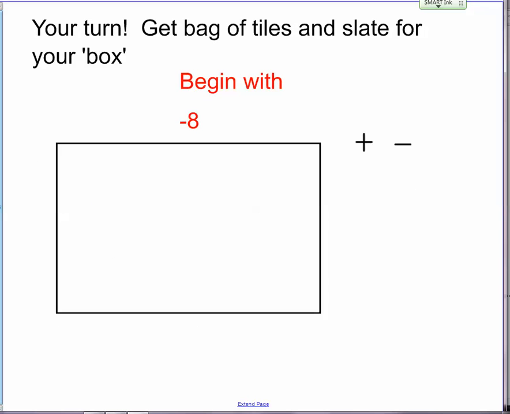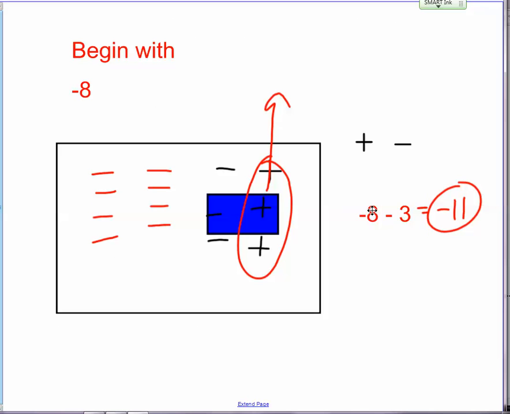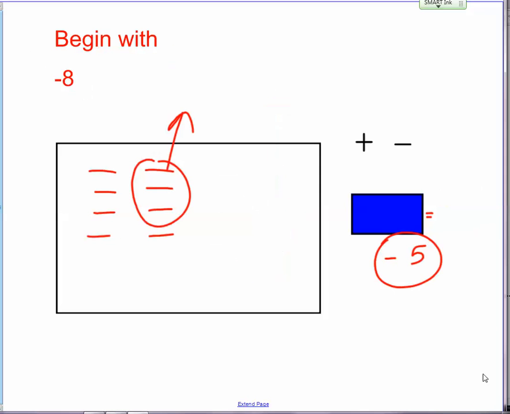All right, then you did some on your group, so you had to start with -8 and take out 3 positives. So these were our zeros, out come the positives, and I have -11 left over. Here you had to start with -8 and just take out 3 negatives, and I'm left with -5.